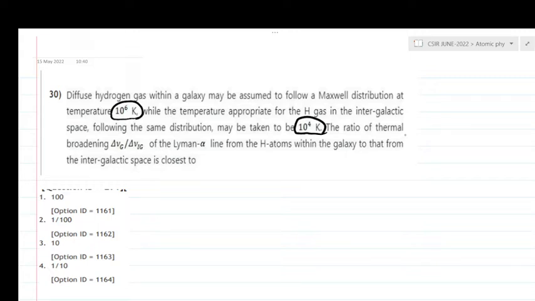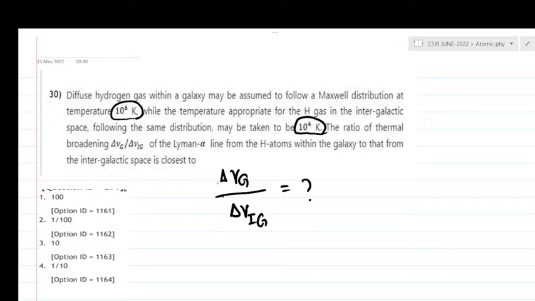The ratio of thermal broadening, that is delta nu g for gas divided by delta nu Ig, that means intergalactic. What is the ratio? You have to find out, of the Lyman alpha line from the hydrogen atom within the galaxy to that from the intergalactic space. See here, we have to find out the thermal broadening.